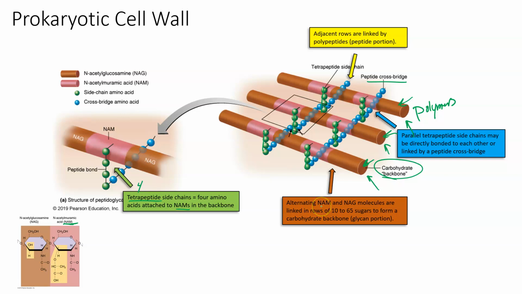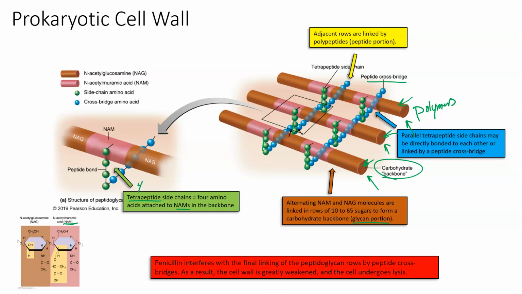Alternating NAM and NAG molecules are linked in rows of 10 to 65 sugars to form a carbohydrate backbone. This is the glycan portion. So we have all of these protein components. We have these individual dimers that are linked by covalent bonds that are forming our polysaccharides. And so this prokaryotic cell wall, just right off the bat, is really composed of sugar and protein.